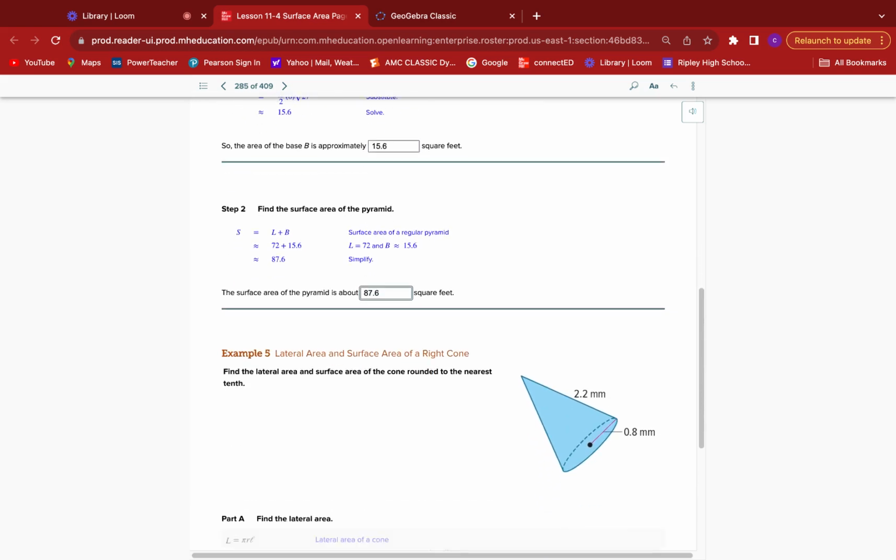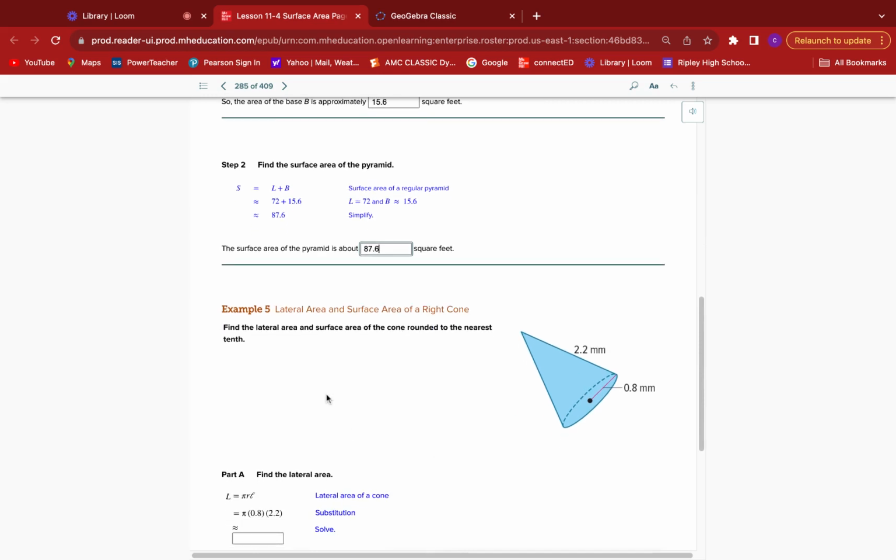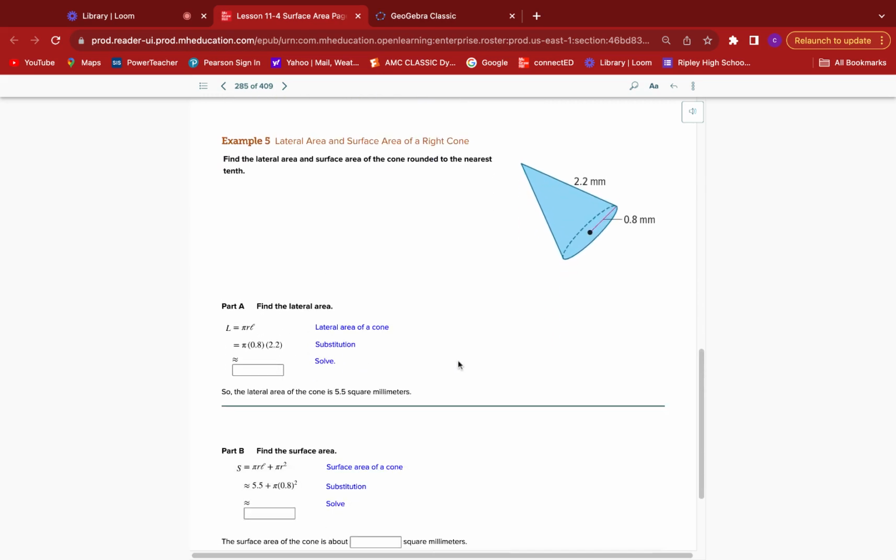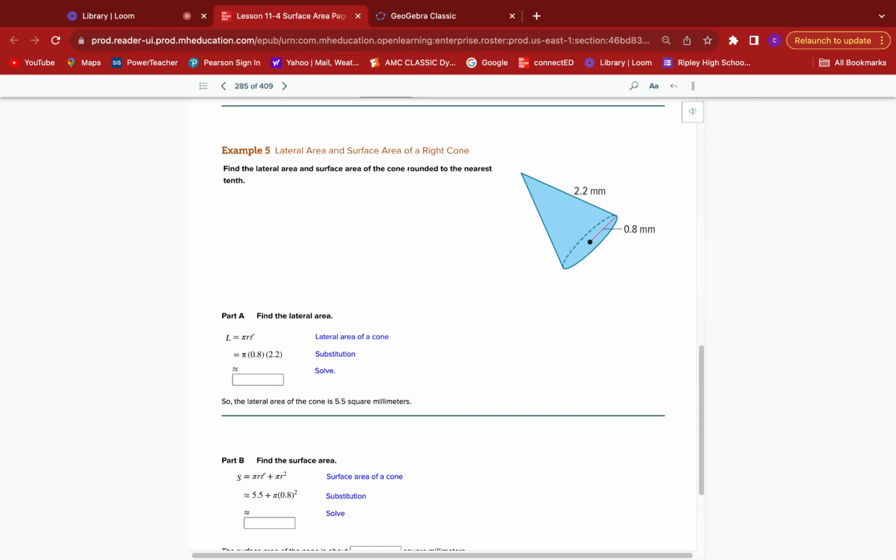Okay, moving on to example number 5. Lateral area and surface area of a cone. Again, I love cones and cylinders. They are pretty easy. Now, if they give you the actual height, you might have to do the Pythagorean theorem to get the slant, so do consider making sure you're paying attention. But the lateral area for a cone is pi times your radius times your slant height. Our radius is given. It is not the line all the way through. So the 0.8 is my radius. Nothing to divide here. So put in 0.8 for the radius.